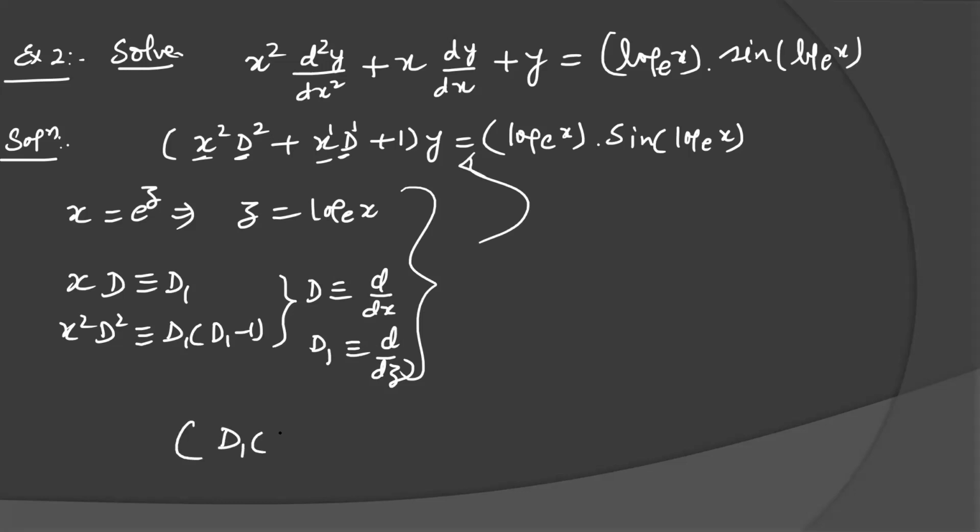Now you substitute these results in the given question. It will become (D1 into D1 minus 1 plus D1 plus 1) y equal to log x, which is actually z, into sine log x, which means sine z. So our RHS is now z sine z. Remember, RHS is a very nice function here, z into sine z. Now the question is converted as (D1 square minus D1 plus D1, so D1 is cancelled out, plus 1) y equal to z sine z.